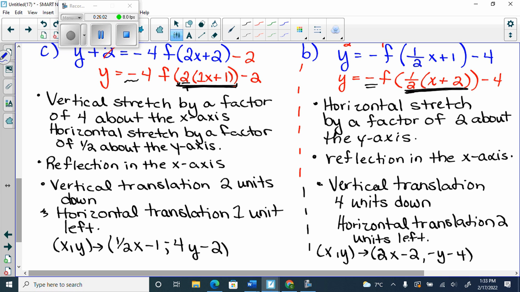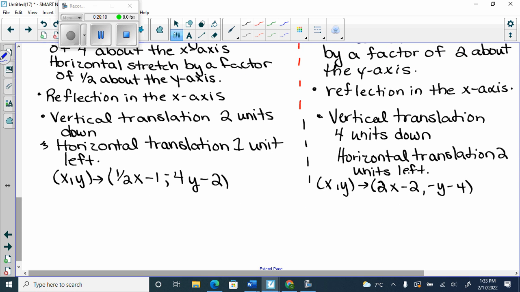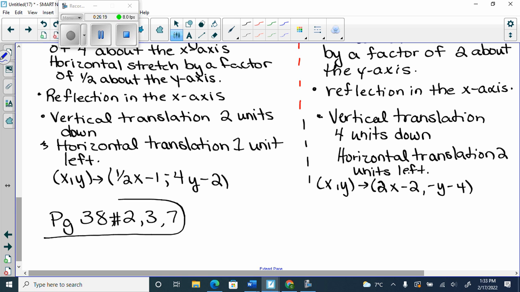Okay? Your homework is online already. Page 38, 2, 3, and 7. Number 7 is a one just like this. Words and mapping. There's quite a few of them. And it's because you need practice.